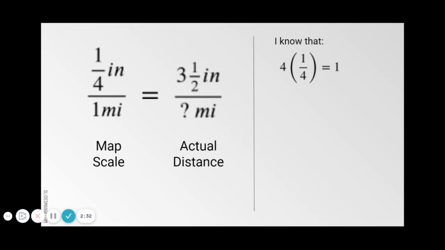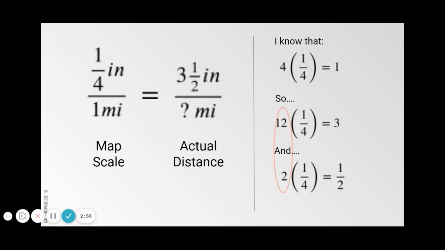I know that 4 1/4 equals 1, so 12 1/4 equals 3. I also have to work with the 1/2 of an inch that is left. So I also know that 2 1/4 equals 1/2. 3.5 inches would be the same as 14 miles in actual distance.